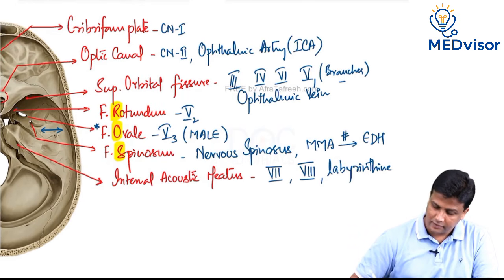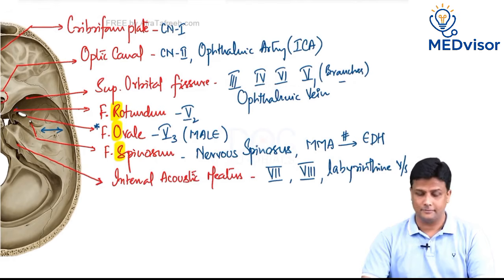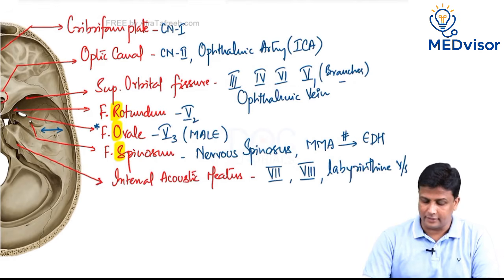Labyrinthine vessels, they are going to pass from here. Why? Because these are the ones which are supplying your internal ear. So 7th, 8th, and the labyrinthine vessels are going to pass through the internal acoustic meatus.